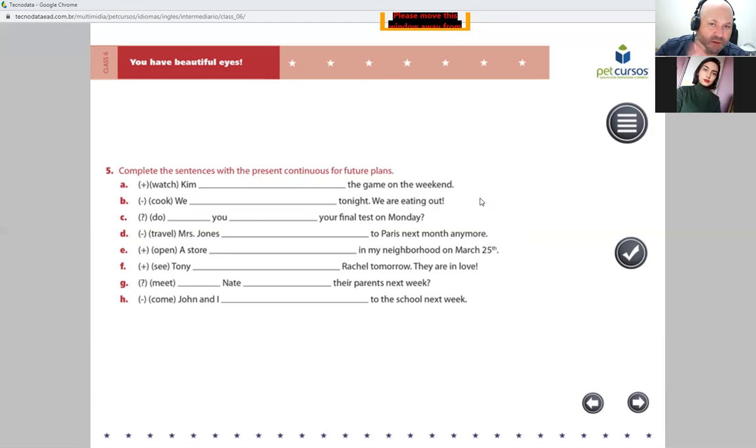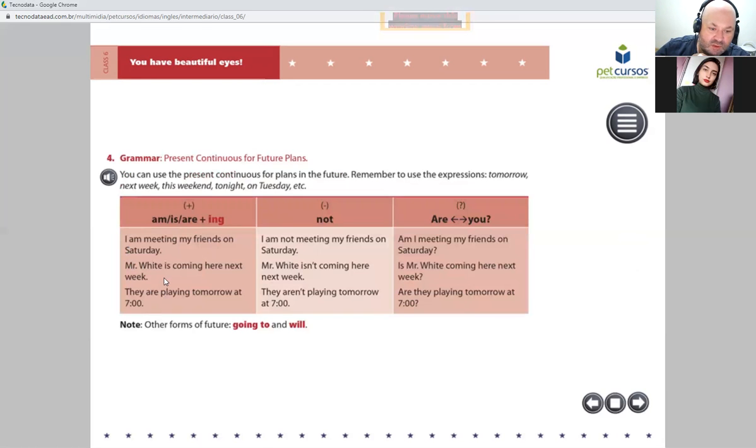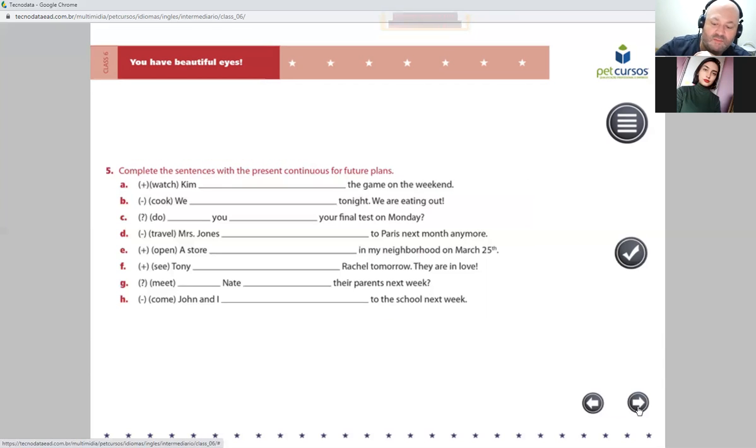Lembrando que present continuous é o ing, né? Para quem esquecer, e tem que colocar o verbo to be. Never forget the verb to be, como tá aqui na tabela. Né? Todos têm verbo to be, am, is. So, let's go.